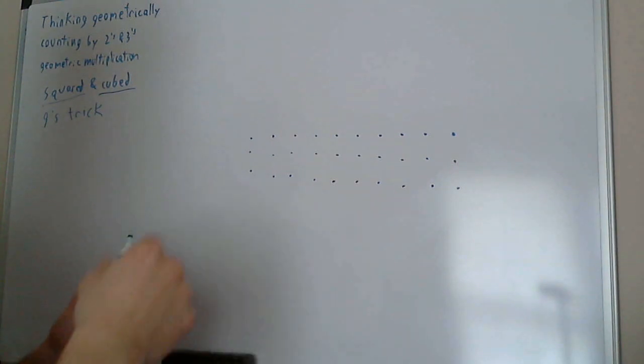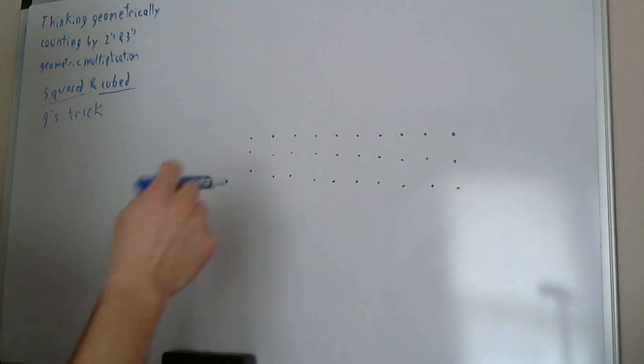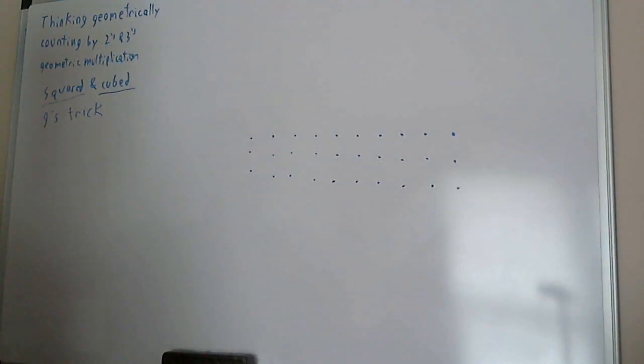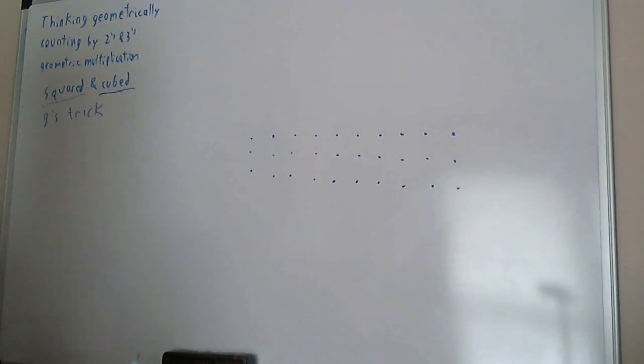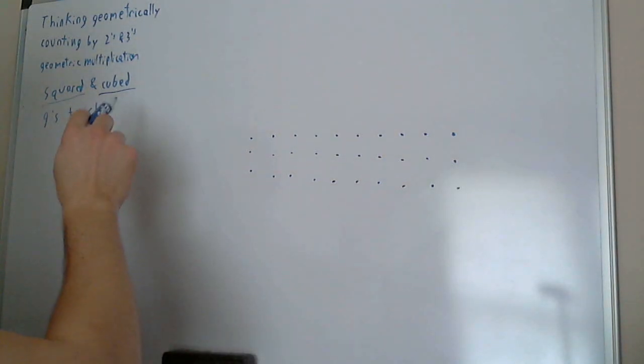If you thought about it, it'd be like a Rubik's cube. Then you've got 3 times 3 times 3, which would be 27. You've got 27 dots in that cube. That's where squared and cubed come from. And we're not going to get into exponents right now, but that's how that works.